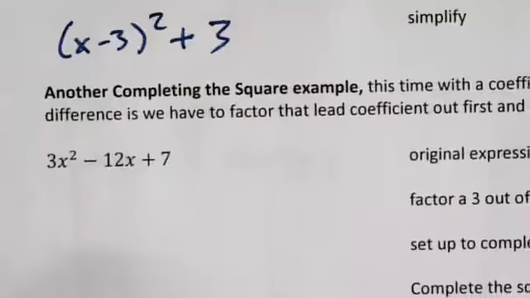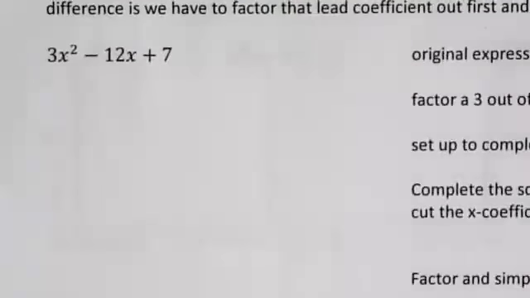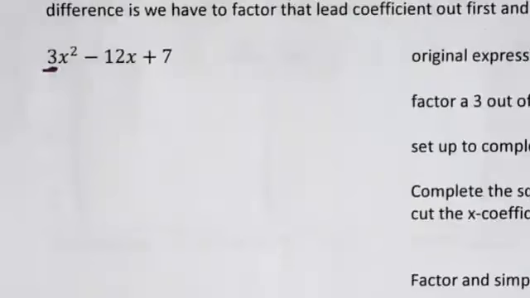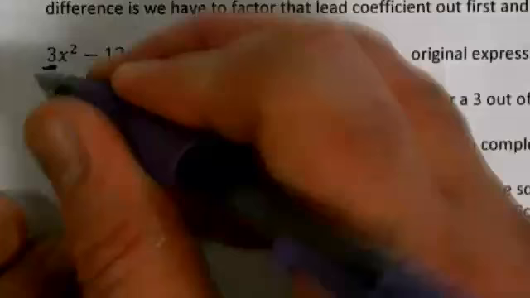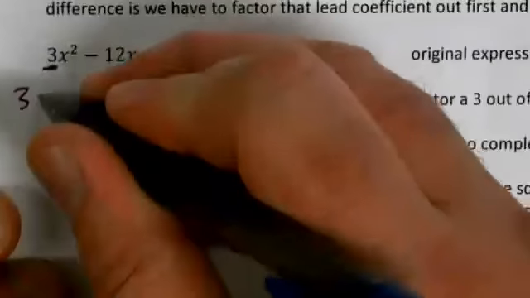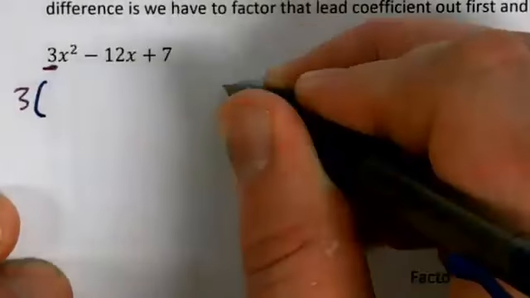Let's do another one. Now things get a little bit trickier with this when there are coefficients in front of the x squared, because the whole perfect square trinomial trick that I showed you doesn't work. So that's okay though, because we can deal with this. For my first step here, I'm actually going to factor that 3 out. And I'm really just focusing on my first 2 terms.